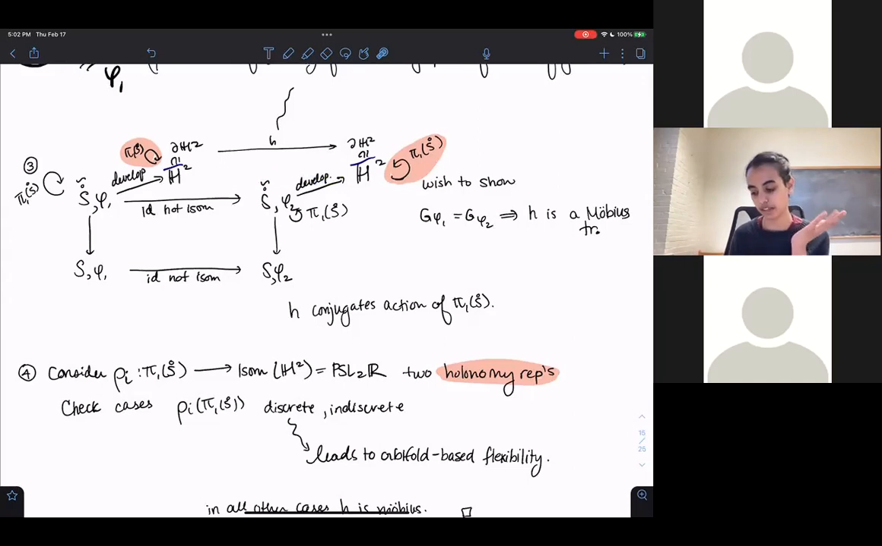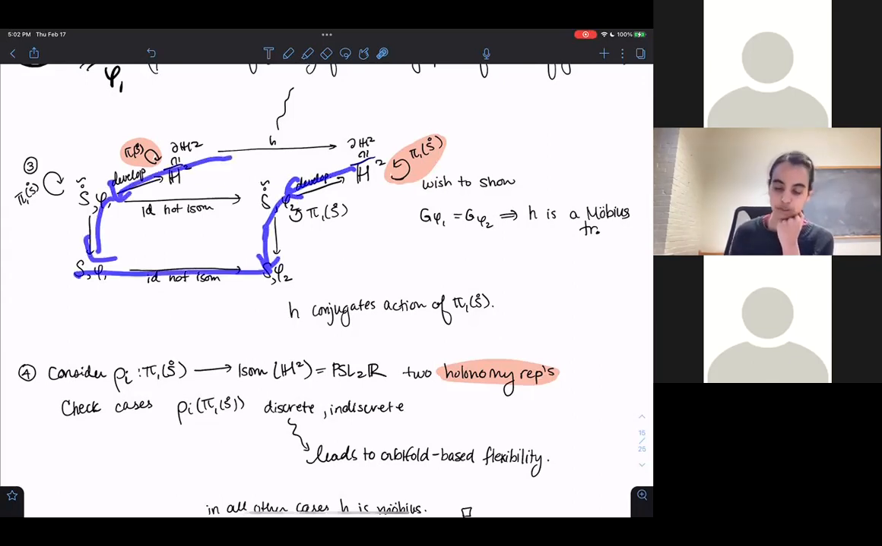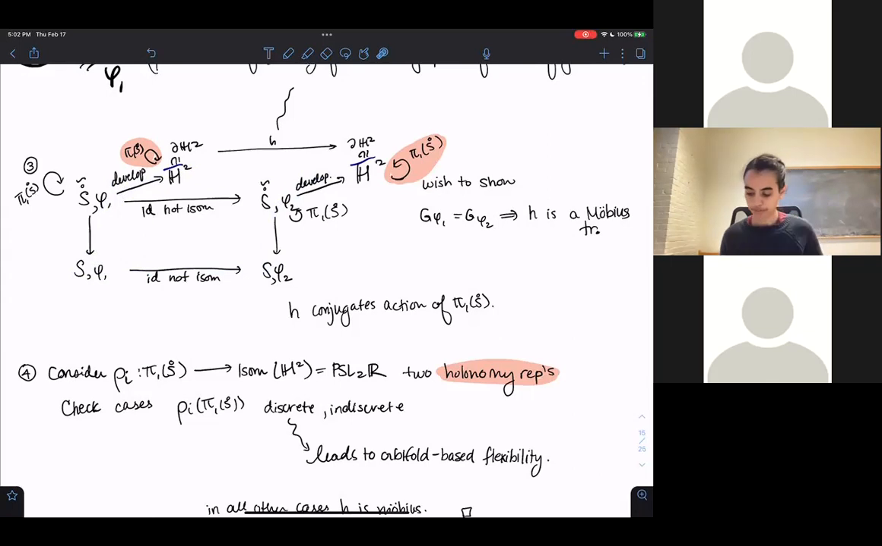In most cases, that will be the situation. And then we pull that isometry back all the way down here. And so then this is an isometry. So the whole thing is to show this H, which is a map from the circle at infinity here to the circle at infinity here, is a Mobius transformation.